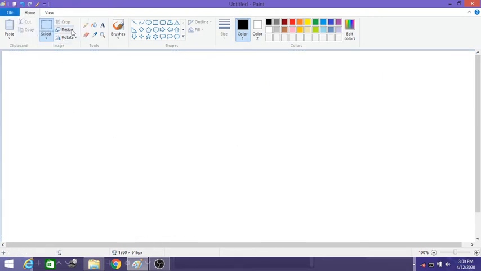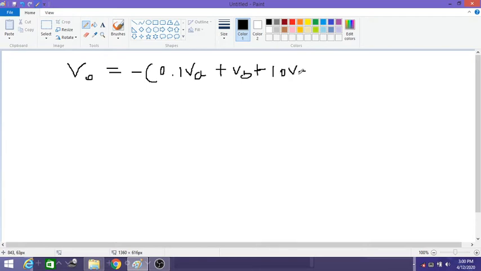So here we have to design the circuit where we should be able to get V0 is equal to minus of 0.1 VA plus VB plus 10 into VC. The question is to find all the resistor values RA, RB and RC. So here we have to make a little assumption. We have to take any one of the resistors as some assumed value. So let us take always the feedback resistor as some assumed value.